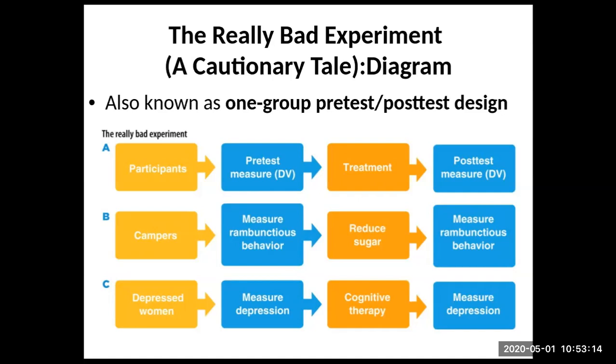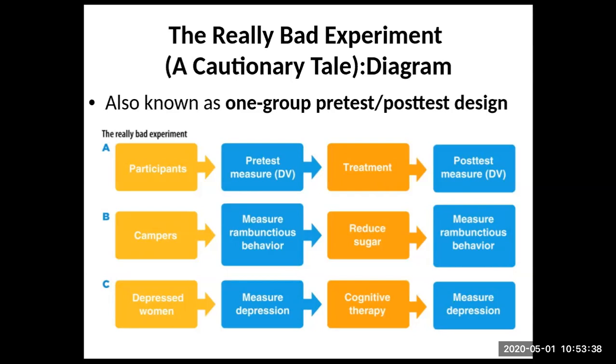So we reduce their sugar, and then we measure their rambunctious behavior at the end of the week. Well, there's something called maturation, which we're going to talk about, where the participants or subjects just sort of naturally get used to their surroundings. So although your kid may still be excited on day 5 or day 7 to be in camp, they're not going to be as excited as they were on day 1.